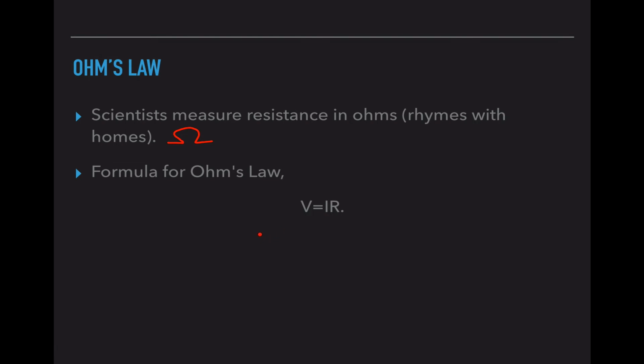V is the voltage, I is the current, and R is the resistivity. Voltage is given in the unit of capital V, current is given in the unit of capital A, and resistivity is given in that horseshoe-shaped Greek letter.